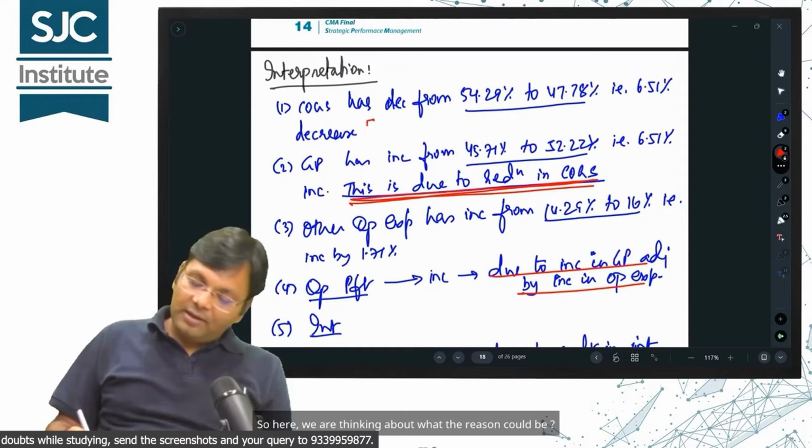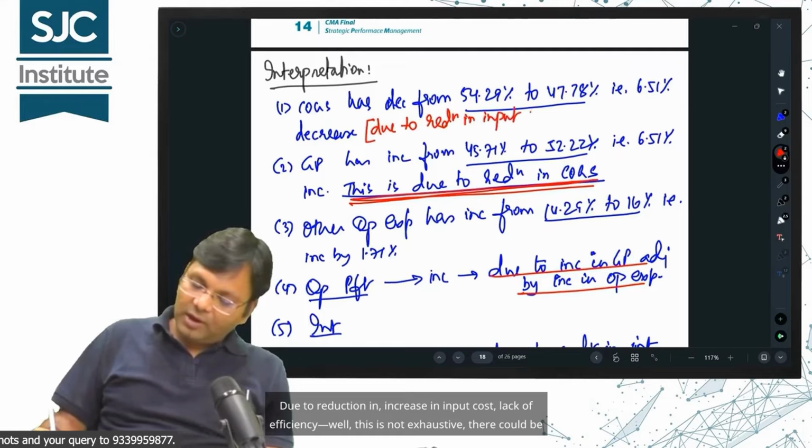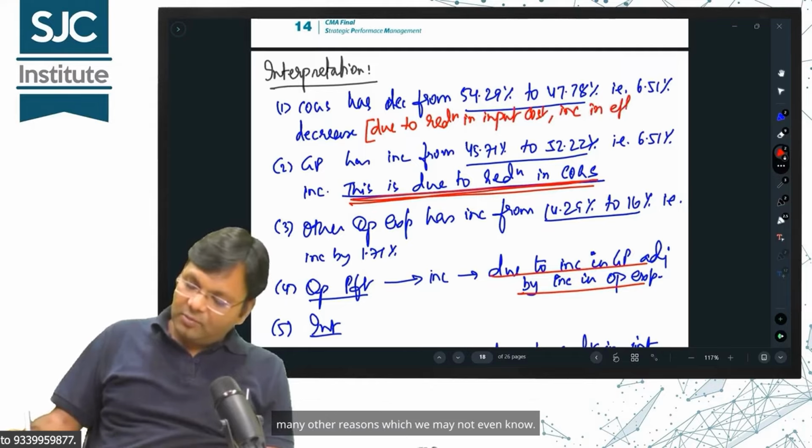So here, we are thinking about what the reason could be. Due to increase in input cost, lack of efficiency, well, this is not exhaustive. There could be many other reasons which we may not even know.